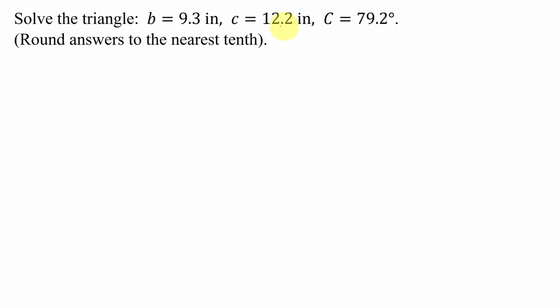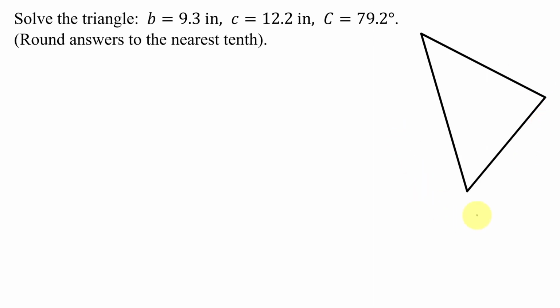I'm not told that this is a right triangle, so I'm just going to draw a generic oblique triangle over here. It doesn't matter which angles I call A, B, and C. I'm just going to label them A, B, and C. But it's important the side opposite angle A is side A. The side opposite angle B is side B. The side opposite angle C is side C.